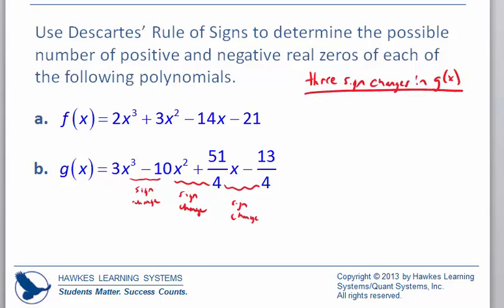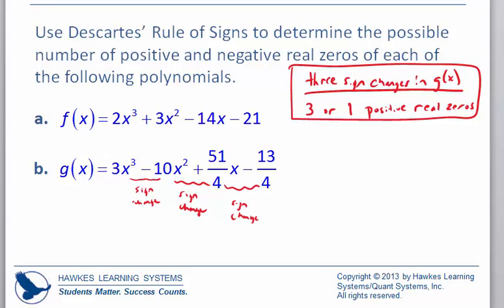So what does that mean? That means that the number of positive real zeros is either 3 or, reducing it by an even number, reducing it by 2, it's 1. So either 3 or 1 positive real zeros. Now we also have to look at the negative. So we're going to plug in g of negative x and look at what happens there. We put a negative x everywhere there's an x and look at our sign changes there.